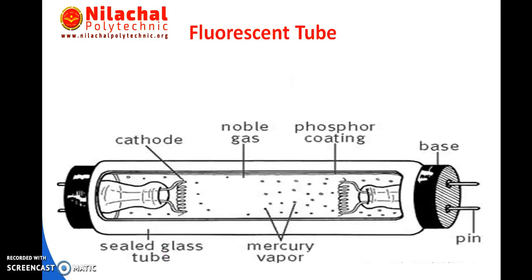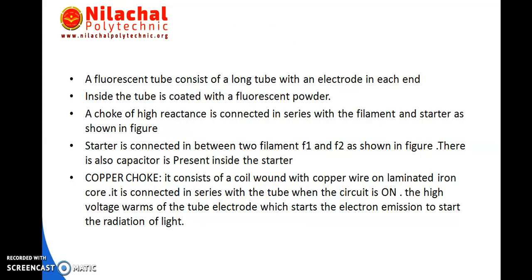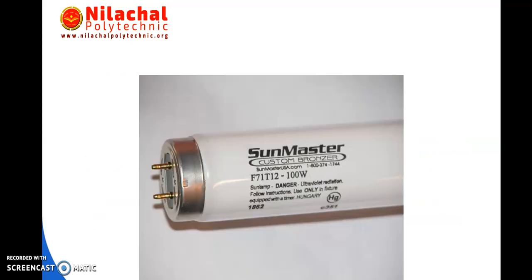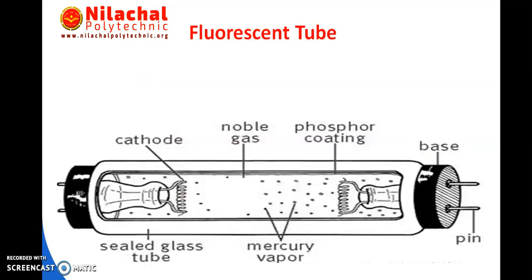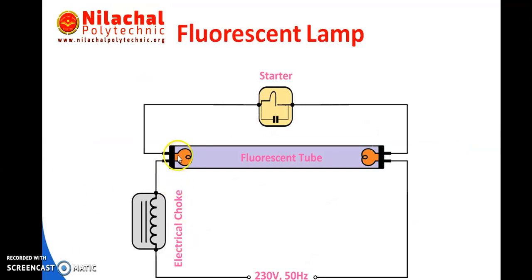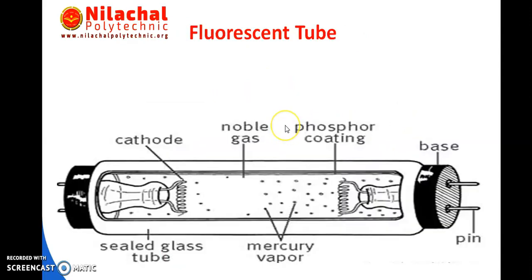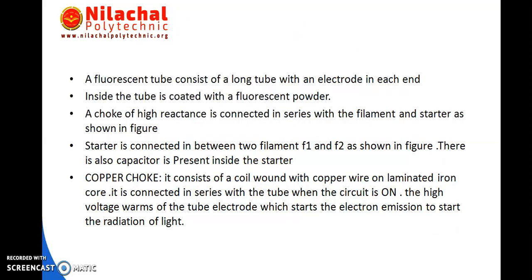Okay, so now come to the points. Here you can see a starter is connected in between the two filaments F1 and F2 as shown in the figure. There is also a capacitor present inside the starter. So that means inside the starter a capacitor is present. Suppose you consider this one is F1 and this is F2. So here a capacitor is connected in between F1 and F2. Okay, so the copper choke. What is this copper choke? It consists of a coil wound with copper wire on a laminated iron core.